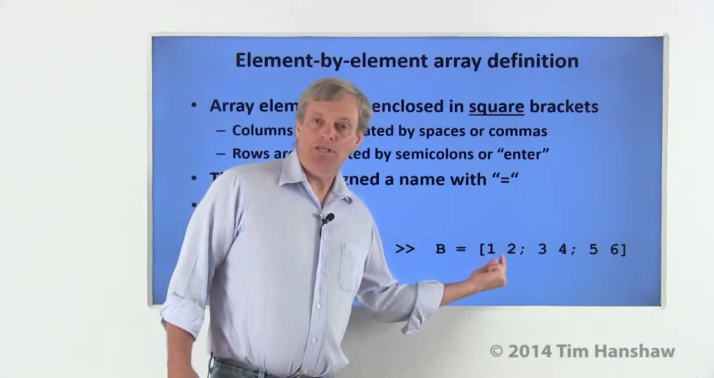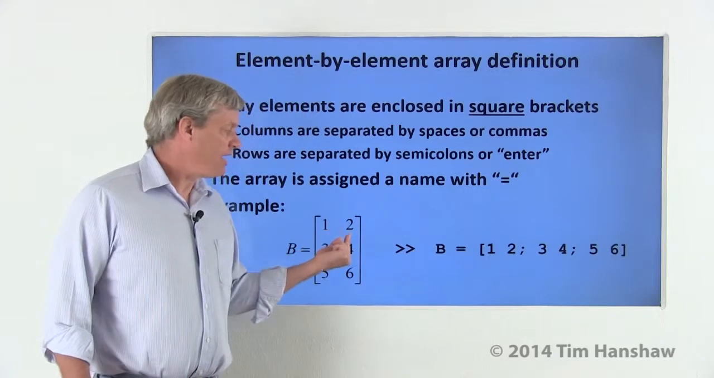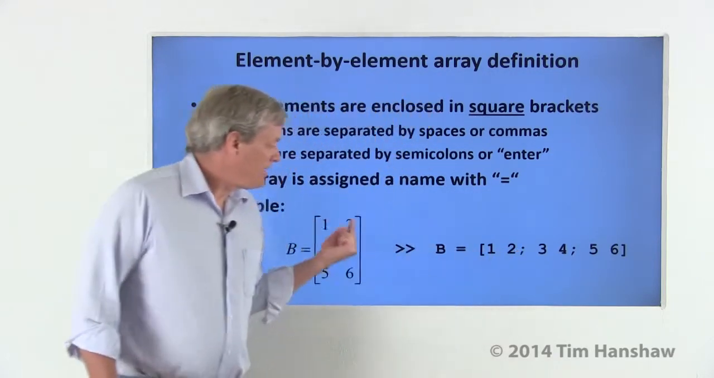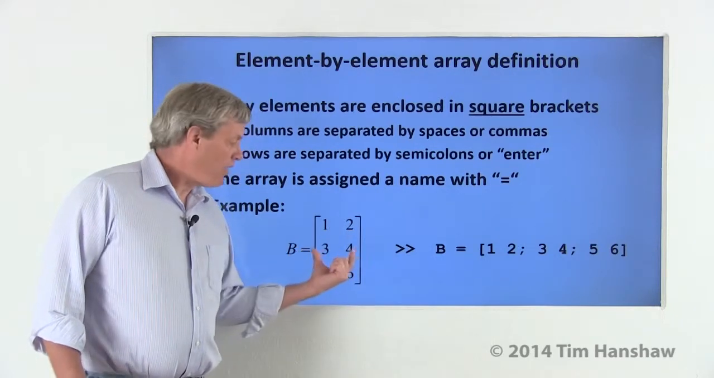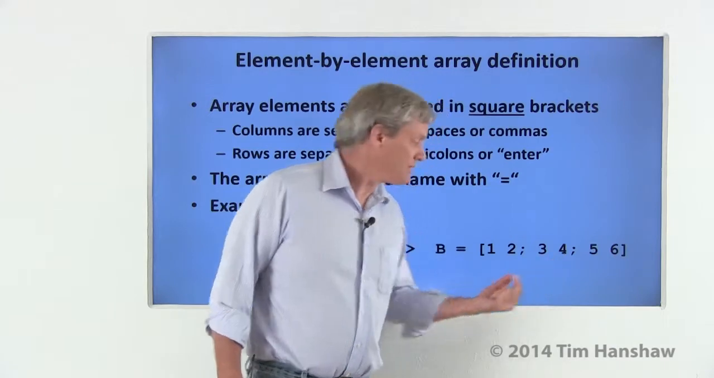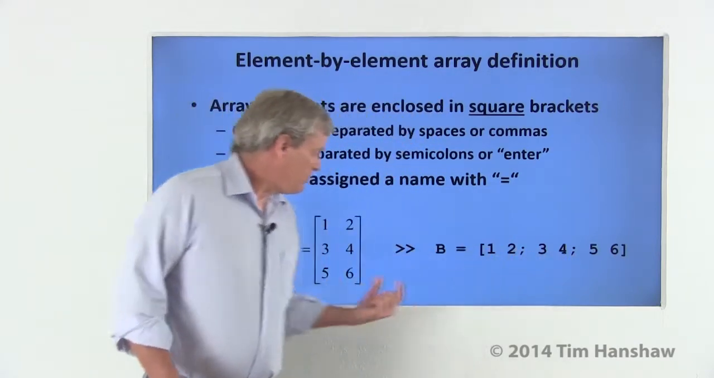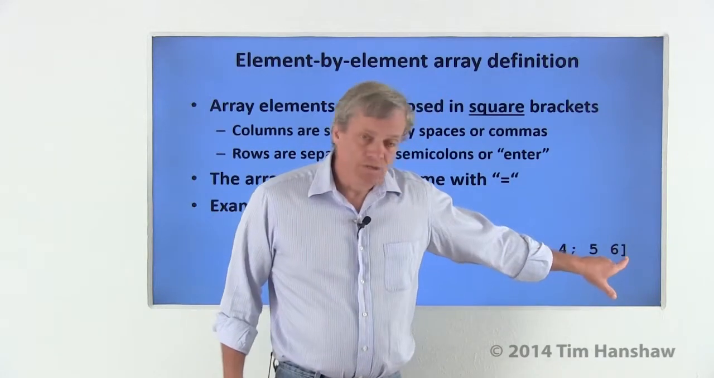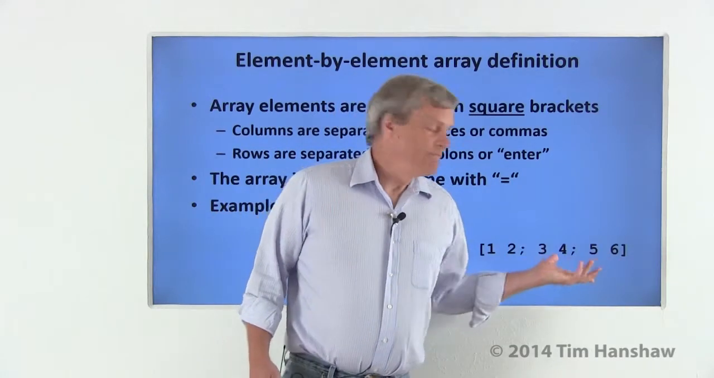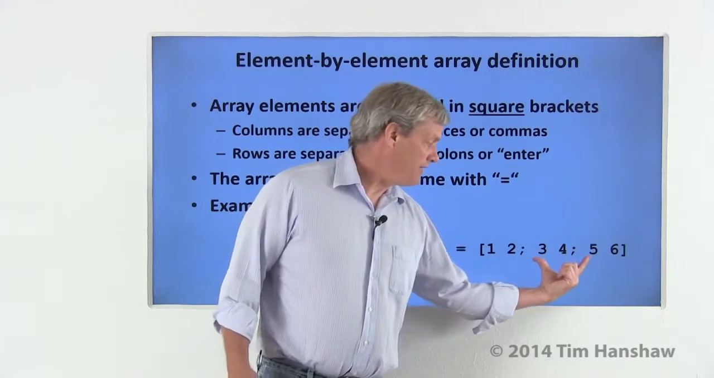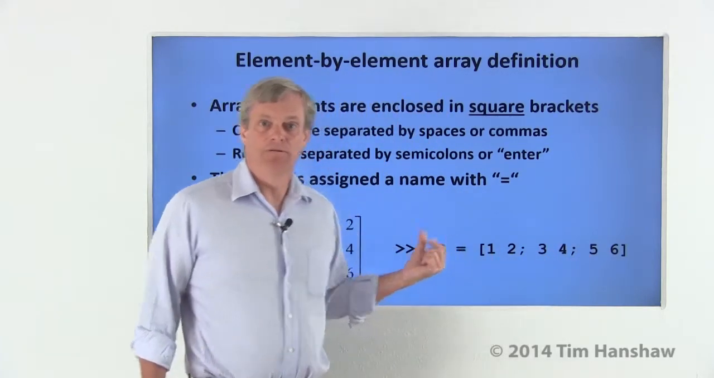1, I put a space or a comma to separate the next column over. A 2, a semicolon is used to move down to the next row. I type 3 and 4 separated by either spaces or commas. Another semicolon moves me down to the third row, and I type 5 and 6. Closing the square brackets indicates to MATLAB that I'm done defining this array. Pressing the Enter key now will assign these values to this variable.